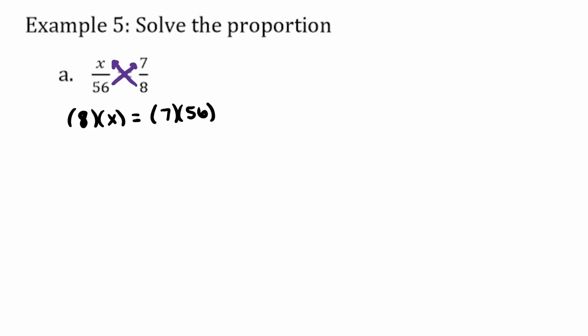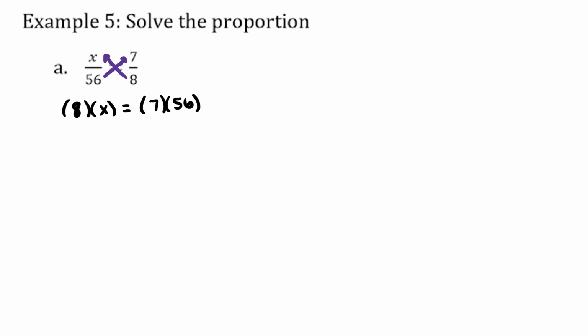Now I'm writing this as an intermediate step, which you don't have to write if you can do the math. But the math that I can't do is 7 times 56. Like, that's too hard. I can't do that in my head. So I'm going to go ahead and write it out. So 56 times 7. 7 times 6 is 42. Carry the 4. 7 times 5 is 35. Plus 4 is 39. So 7 times 56 is 392.